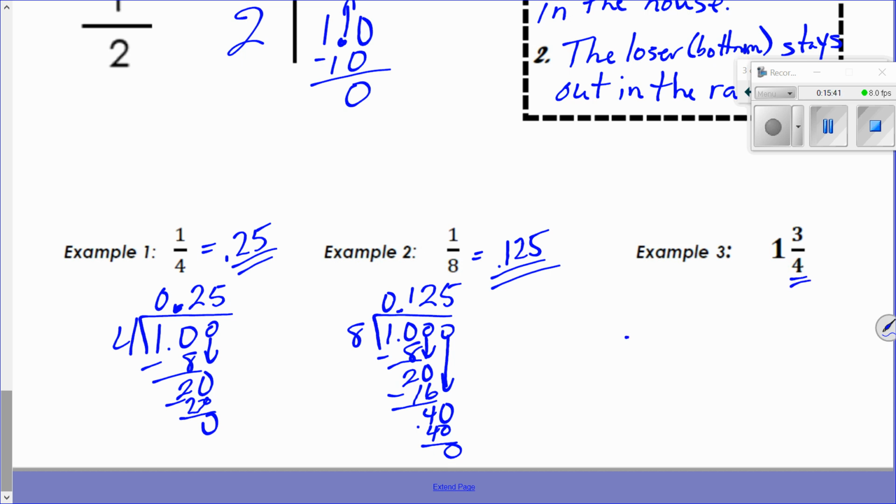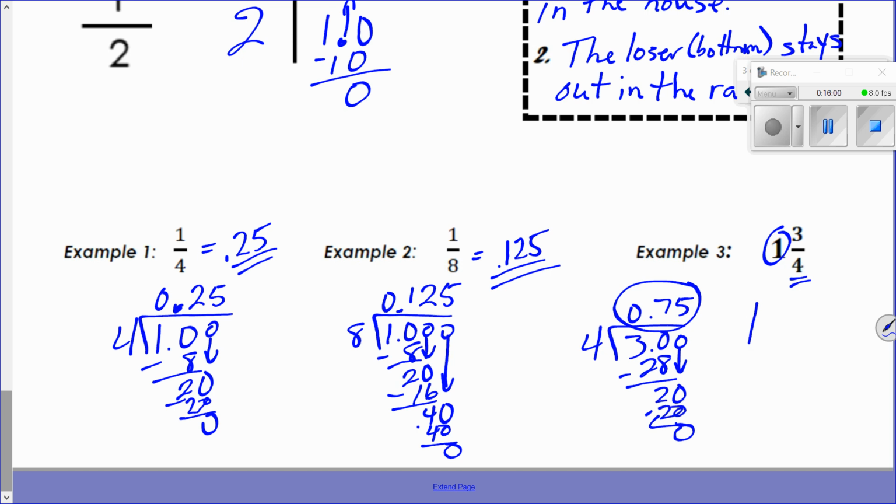Okay? So 3/4. 4 going into the 3. It won't go into the 3, so I add a 0. It's going to go 7 times. 28 gives me a 2. Bring in another 0 gives me a 20. Now that I have the decimal piece of it, I'm going to put the whole number back in front of it. So that is 1 75/100.